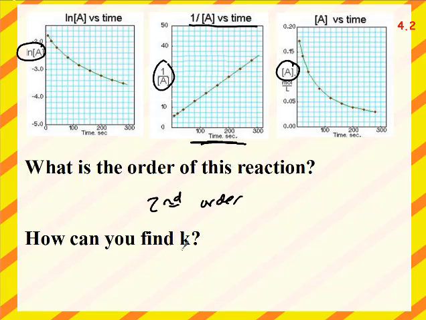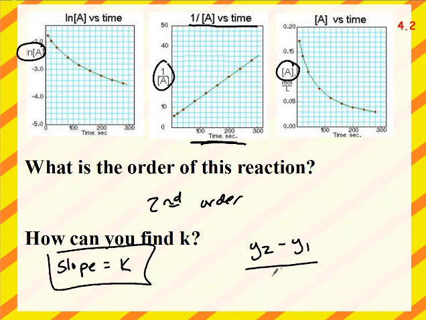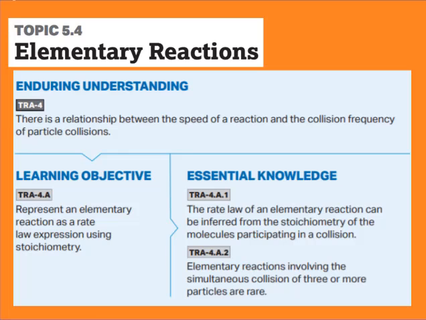So how can you find K? We would find the slope, and slope would equal K. So if these numbers were a little bit clearer, we could find our two points and do y2 minus y1 over x2 minus x1. You can pause and read about elementary steps.